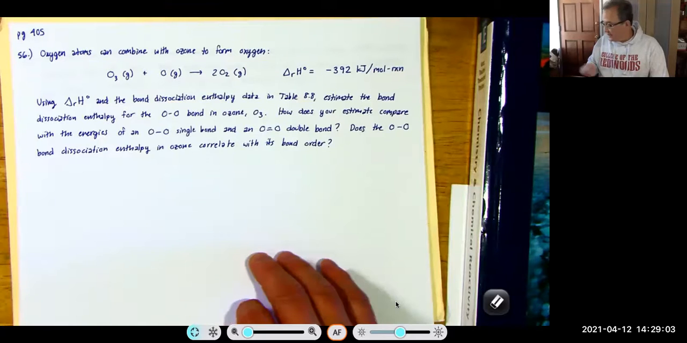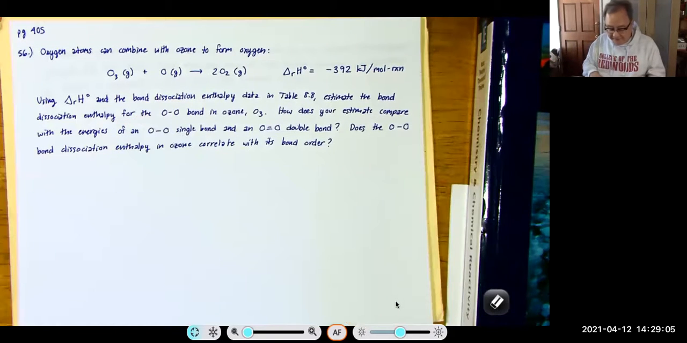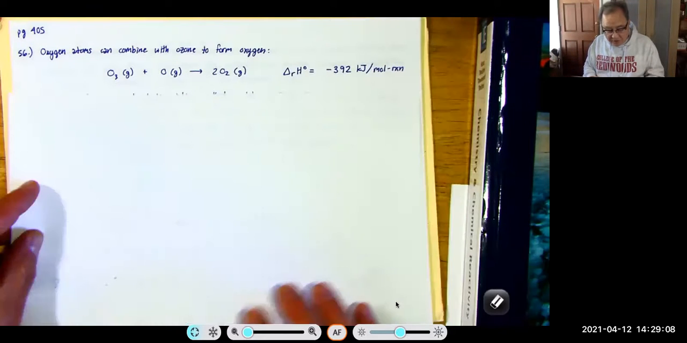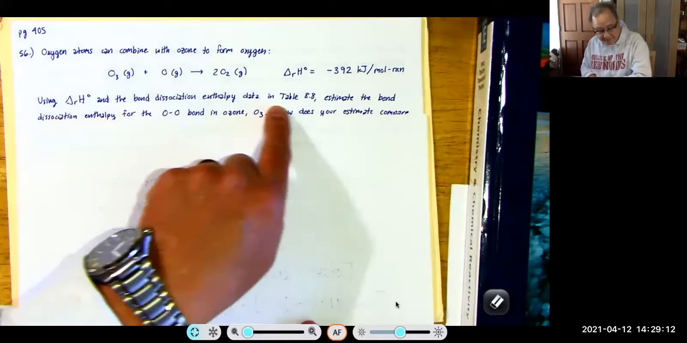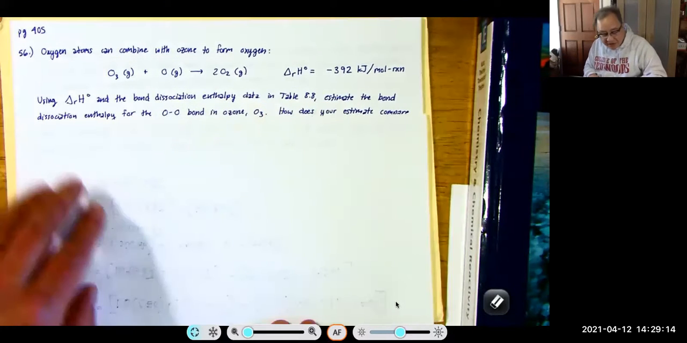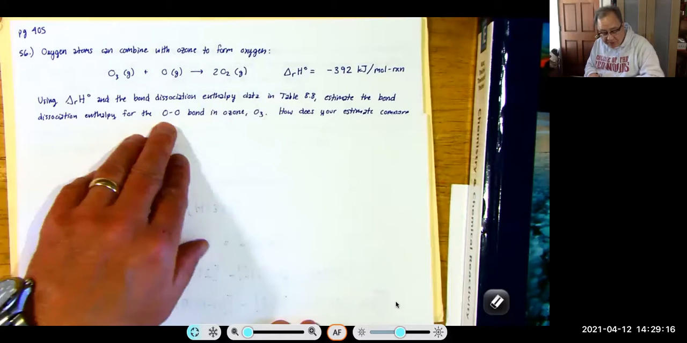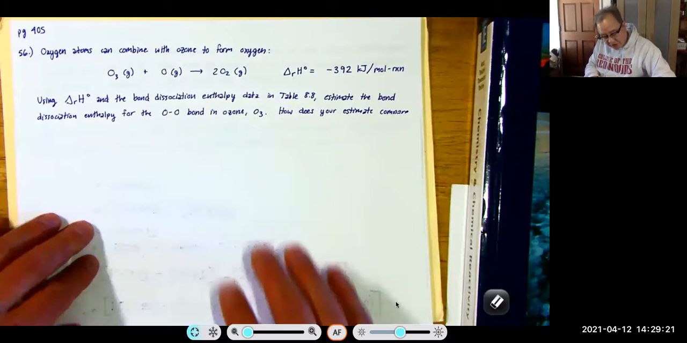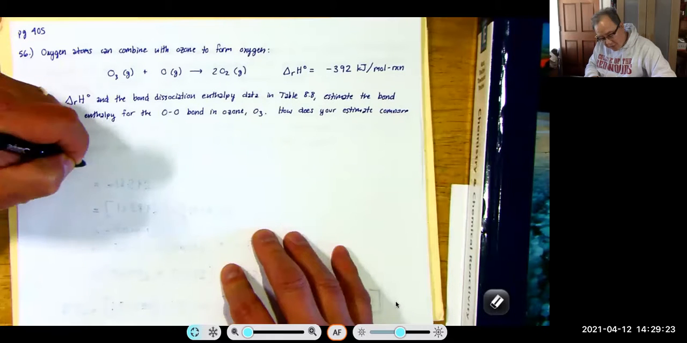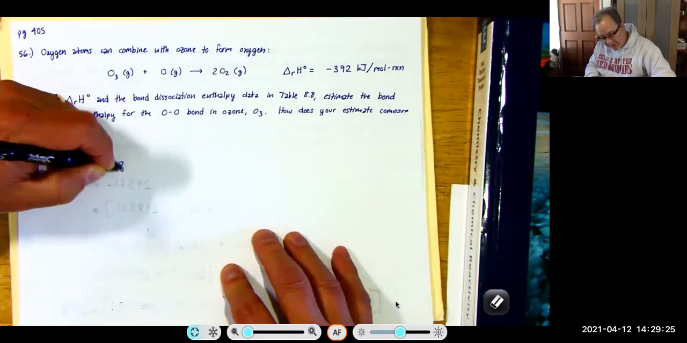This actually looks like an interesting one. Let's do it. So using bond dissociation enthalpy, estimate the bond dissociation enthalpy for an oxygen-oxygen bond in ozone. Okay, so here's ozone, O3, 18 electrons.